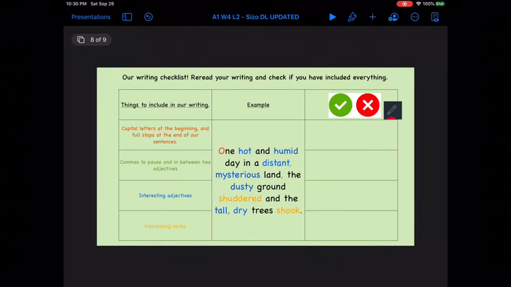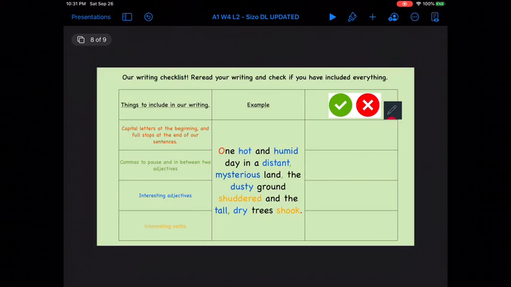What you'll notice here is this is our checklist. When you have finished your first paragraph, I would like you to stop where you are, and I would like you to check for the following things. Check to see you have your capital letters and full stops in the right place. Check to see if you have commas where you're going to pause, or if you are listing adjectives. Check to see that you're actually using interesting adjectives, and also check to see if you're using interesting verbs. This will make sure that your writing is superb.